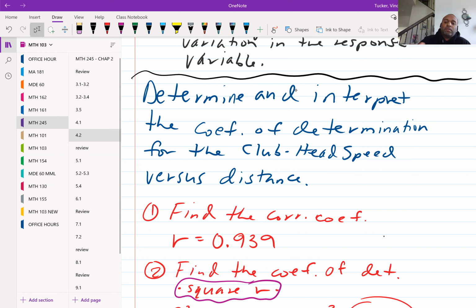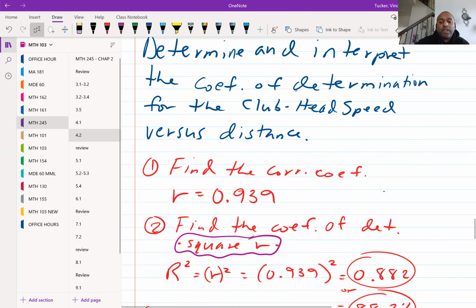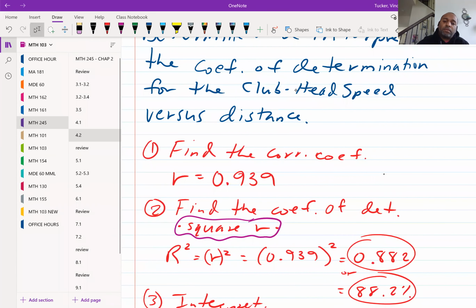So once again, easycalculation.com is where you would do that. Take your data set, plug in the information. Then we're going to square it. So that's 0.882, which would be 88.2%.